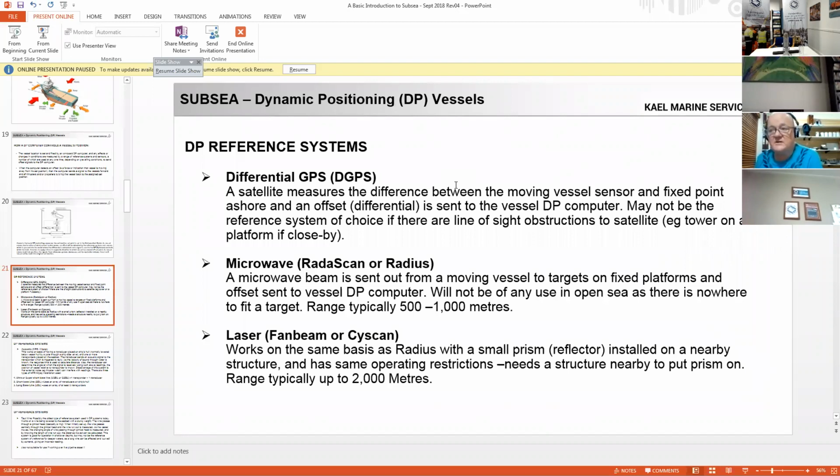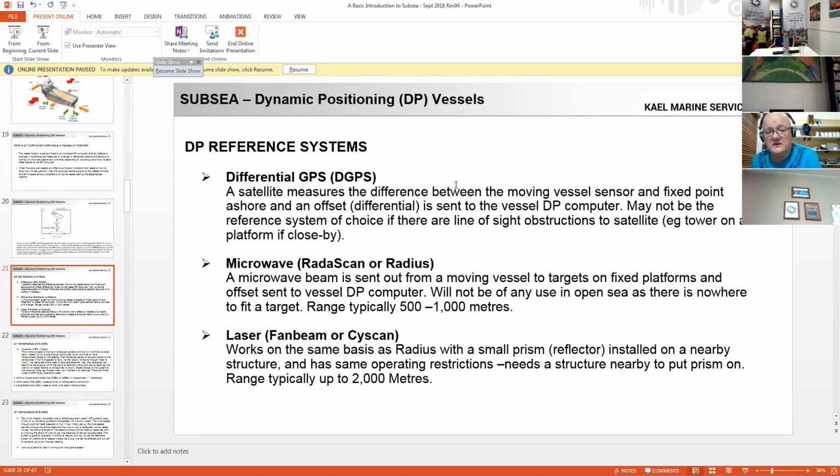You have microwave systems, examples being the RadaScan or a Radius, where a microwave beam is sent out from the vessel, a moving vessel, to targets on fixed platforms, and an offset is then sent to the vessel DP computer. Will not be of use in any open seas because there's nowhere to fit a target. Stepping back, a microwave will use a transponder which is fitted onto the platform to use with the Radius. The range is typically 500 to 1,000 meters for a Radius.